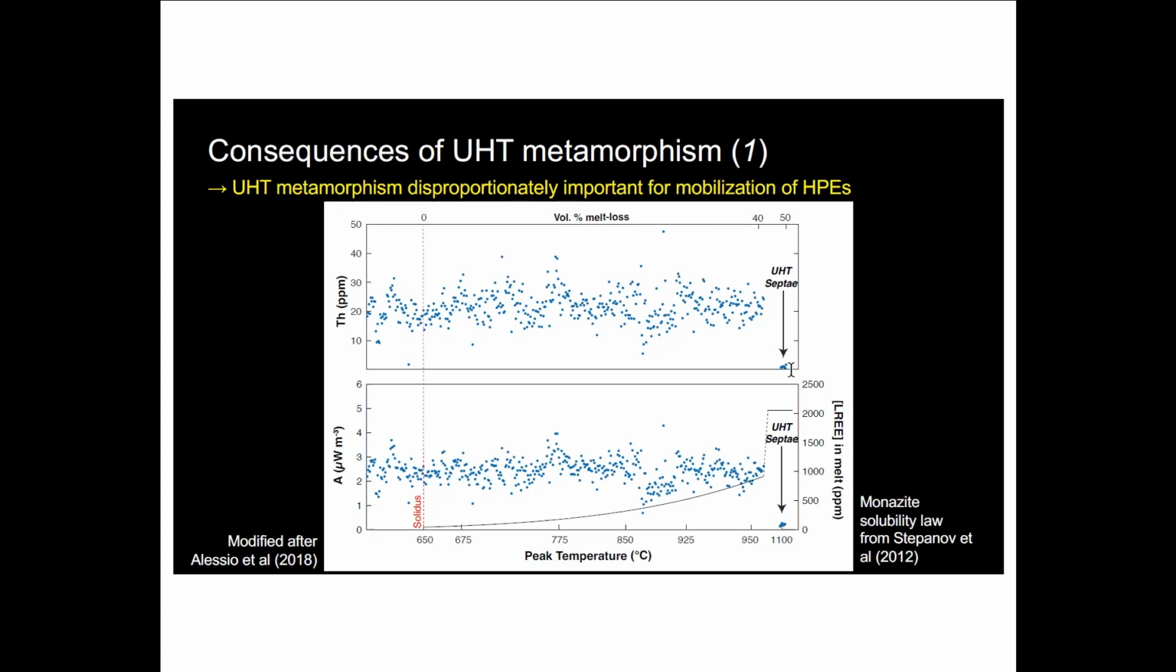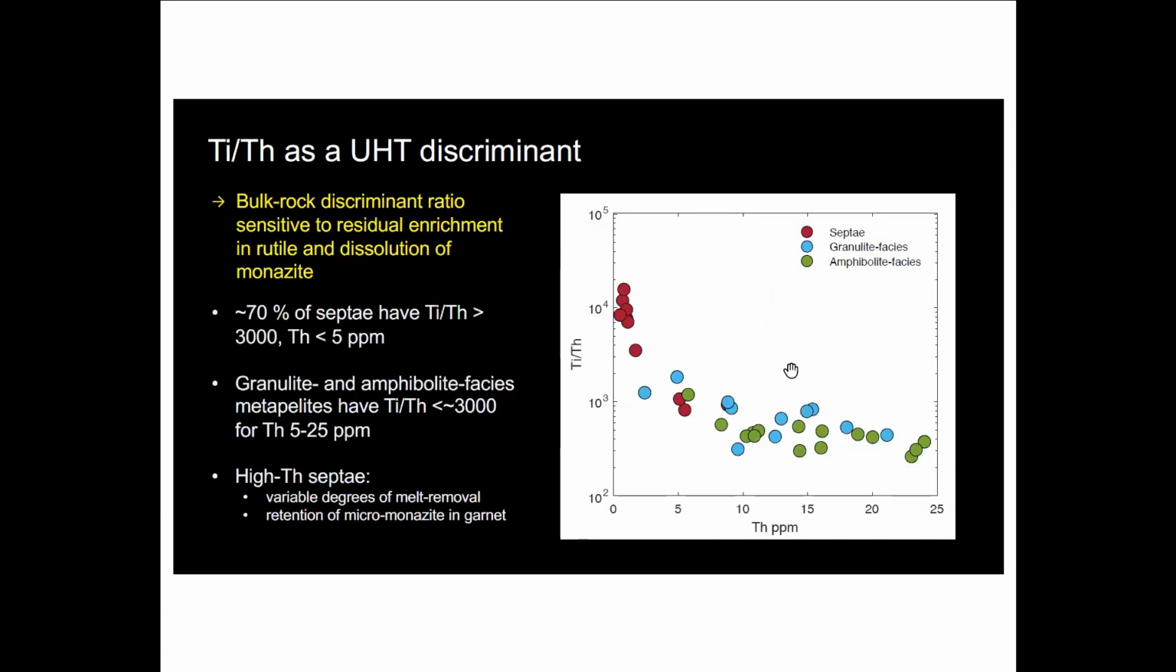Okay, so back to the initial task of using these rocks as a demonstration of what we might look for on a bulk rock scale to identify a relaminate, or a rock that's interacted with the mantle. Well, the titanium-thorium ratio seems to do a good job at this. So I'm showing you here bulk rock titanium-thorium for the septa, the granulite-facies, and the amphibolite-facies rocks from the Ivrea zone, plotted against thorium.